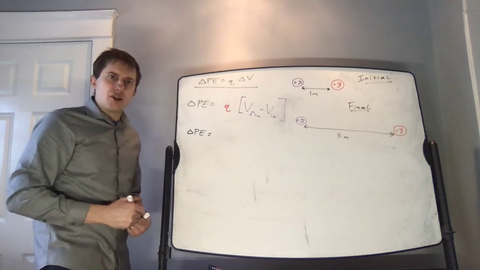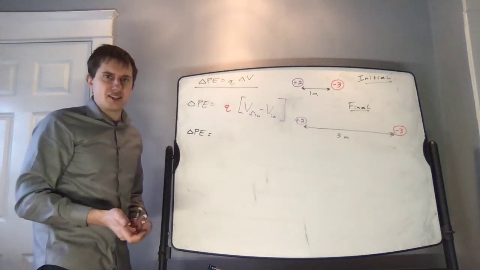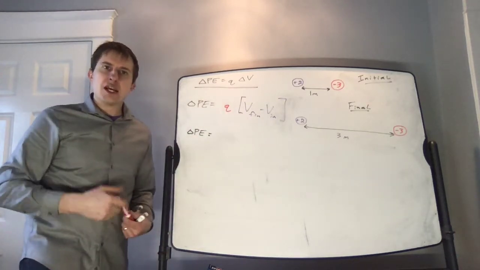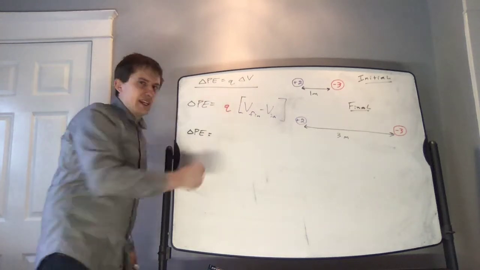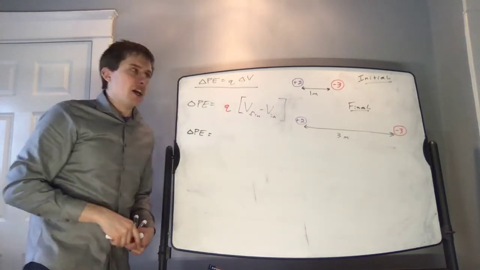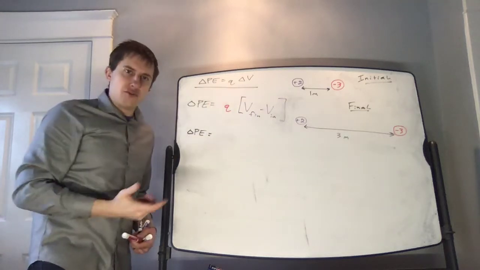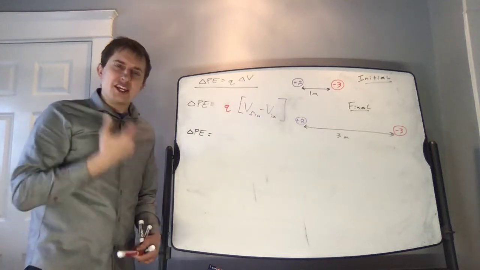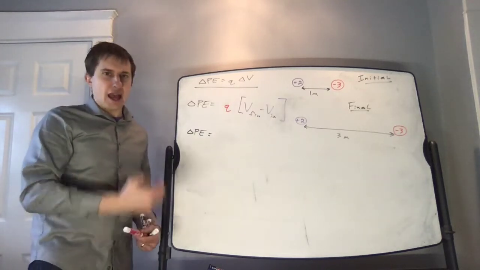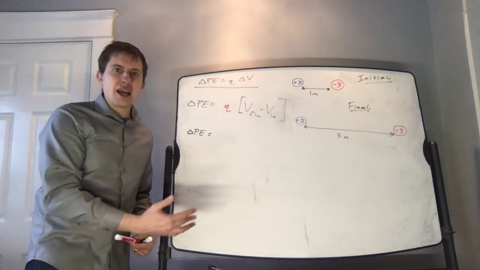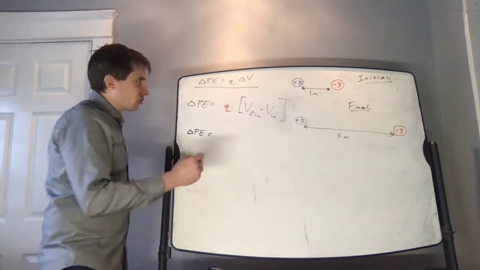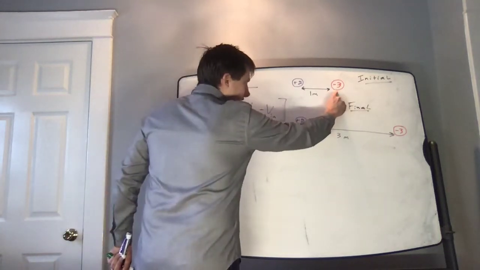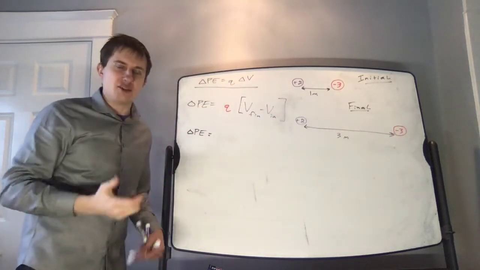In order to determine the change in potential energy of the system, we will again use this equation, delta PE equals Q delta V. The role of Q and delta V in this equation is going to be the same. Q is still going to be the charge of the particle that moves, and V initial and V final will still be the electric potential created by every charge in the problem that is not moving. And we are asking, what is the electric potential due to the charges that are not moving at the initial location and the final location of the particle that is moving?